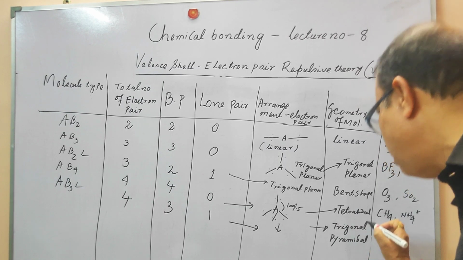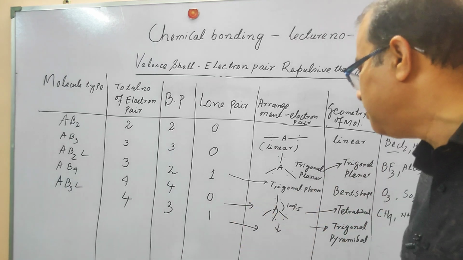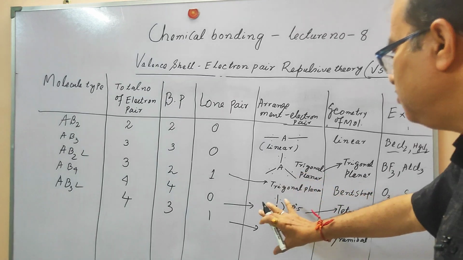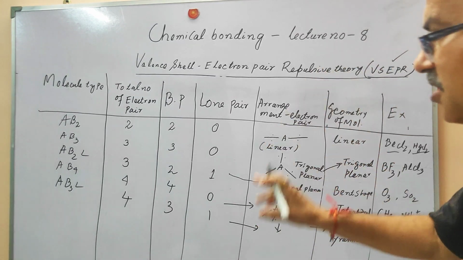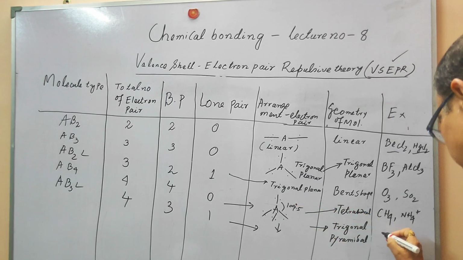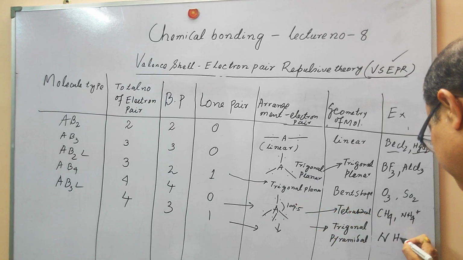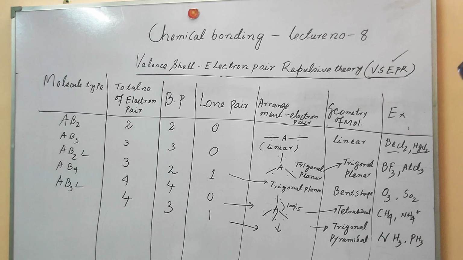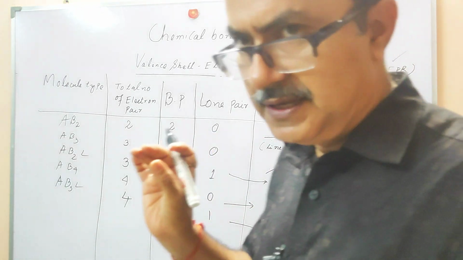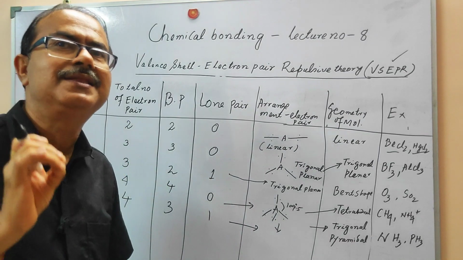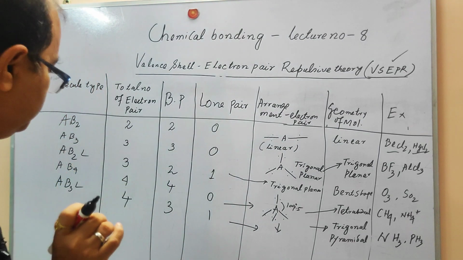Due to the presence of one lone pair of electrons, its regular geometry has changed. The regular geometry will be tetrahedral, but with the presence of one lone pair, it becomes trigonal pyramidal. Now the example of this is ammonia, or you can say PH3. All these will have this type of shape. So we can understand how the shape is controlled by the lone pairs and the bond pairs.